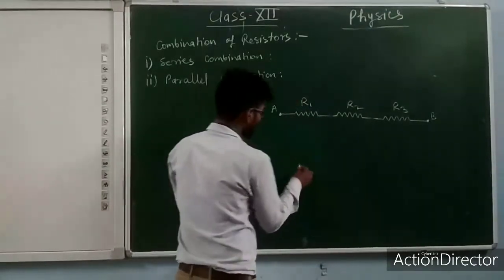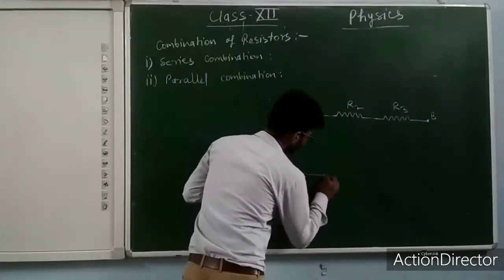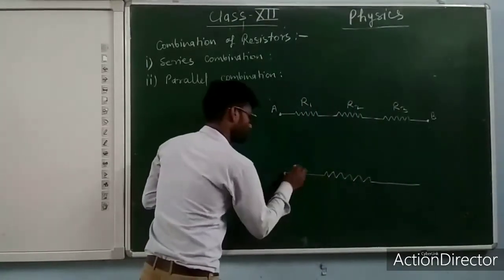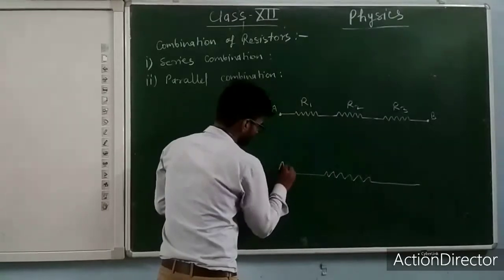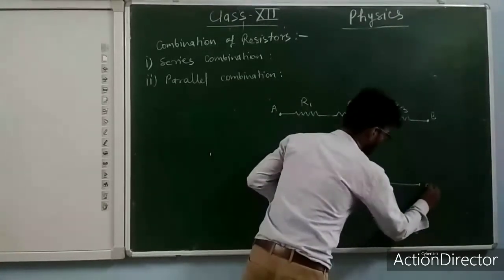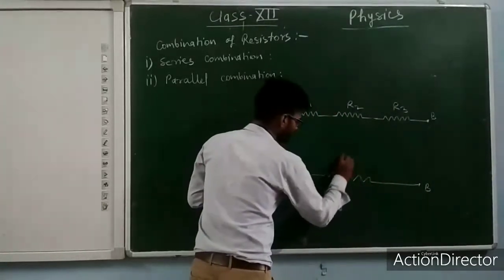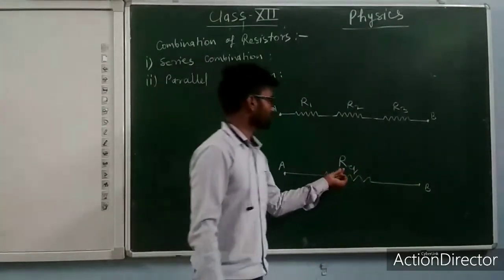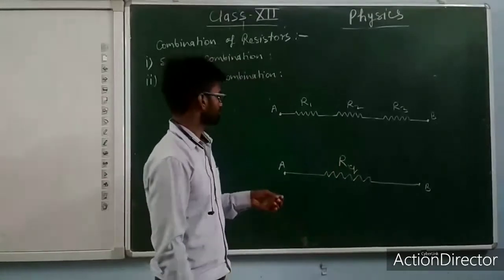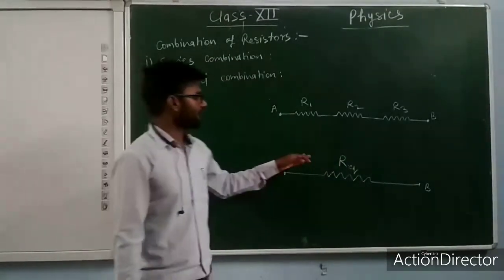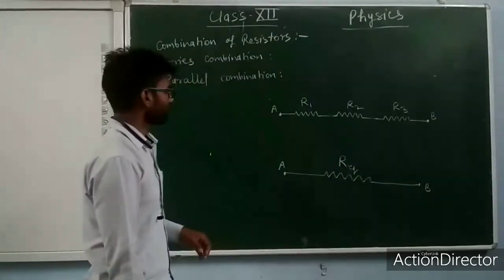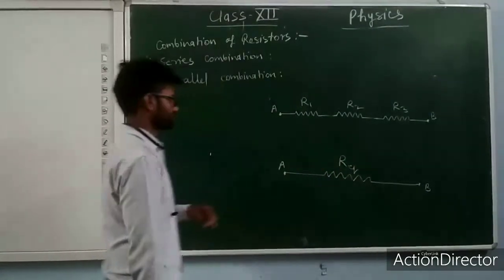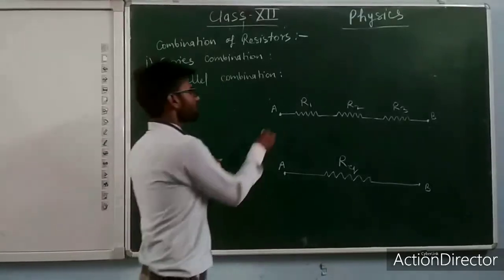So we can draw an equivalent circuit here, right? One resistor is connected across the same points A and B, and the value of that resistor is R equivalent, that is represented by Req. So I have to calculate this value. What is the procedure to find the R equivalent? Let us see.